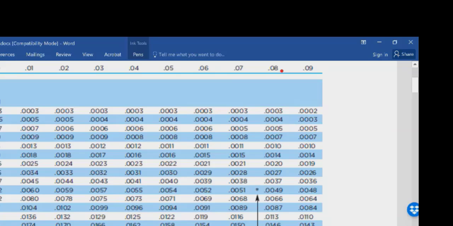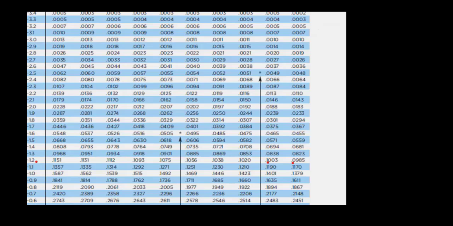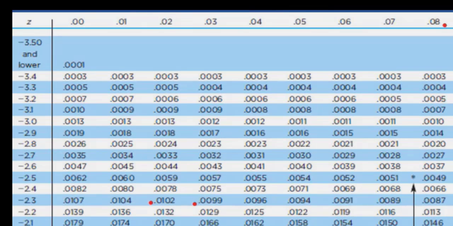Now, if you look at the next one, the next one says a two-tailed test, alpha is 0.02. A two-tailed test, alpha is 0.02, which means each tail contains 0.01 of area. Now, going back to the table, we want to look in the body for 0.01. As we look for it, you see that we are somewhere here. So I want you to see this number and this number. Look at those two dots. So I'm looking at this one and this one, okay?